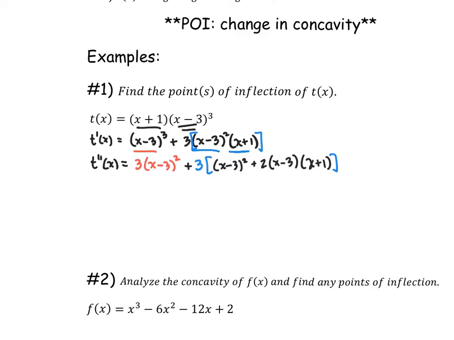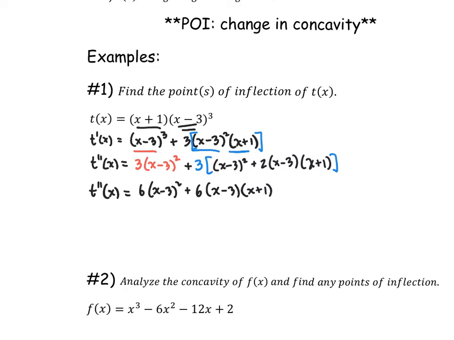Now I'm going to distribute the 3 and combine some like terms. So let's talk about it before we do it. I've got 3x minus 3 squared. Here I'm going to have 3x minus 3 squared again. So I'm going to add those two together. That'll give me 6 times x minus 3 squared. And then I'm going to distribute this 3 to that 2, giving me also 6 times x minus 3 times x plus 1.